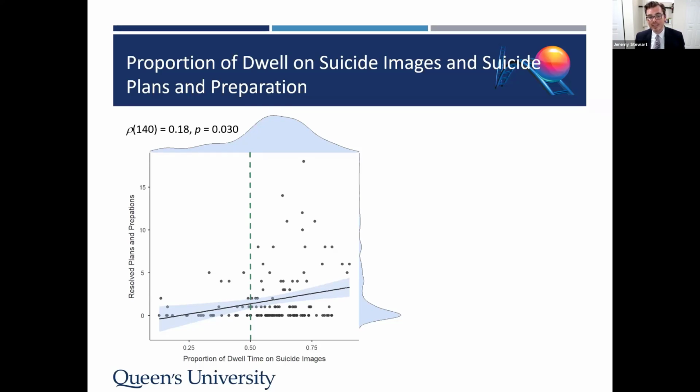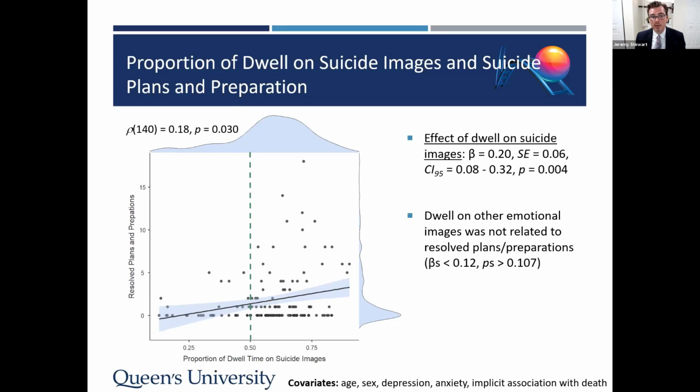So what the figure shows is a small but statistically significant association between dwell towards suicide images and resolve plans and preparations. And given the substantial skew you can see depicted here in the outcome variable, we also fit a regression model with several demographic and clinical covariates, and we used a percentile bootstrapping approach. The effect remains statistically significant. Also, dwell duration on the other emotional images wasn't significantly related to resolve plans and preparations.